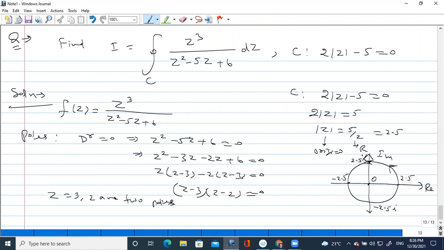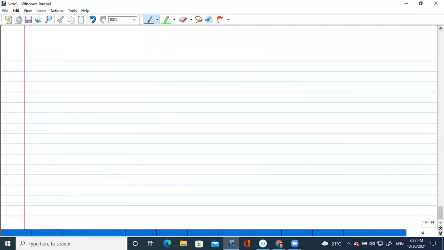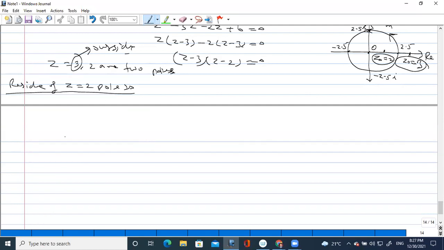But once you check, z equal to 3 is outside. This is the outside pole, and z equal to 2 is the second pole. This is the inside pole. So the residue, for what do you have to find it? Only for z equal to 2. So the residue at the z equal to 2 pole you have to find out. So what method will you apply? It is a simple pole.